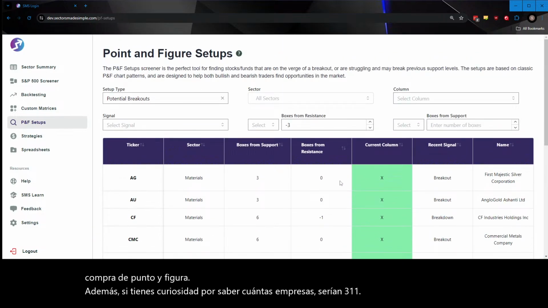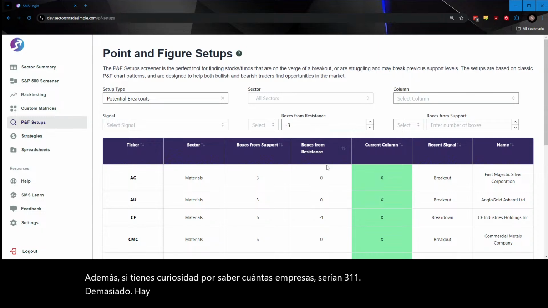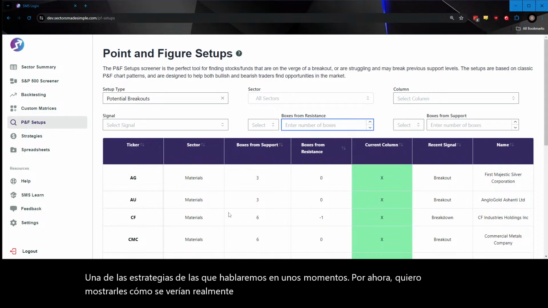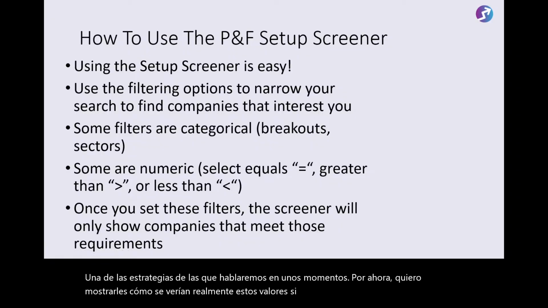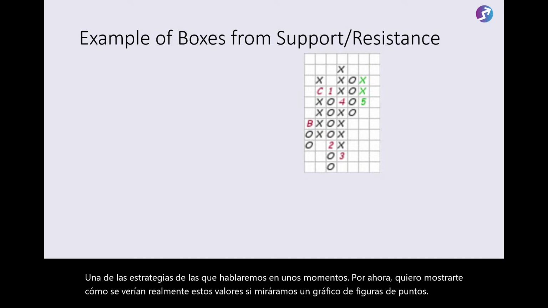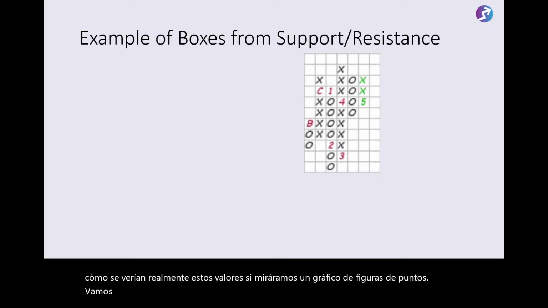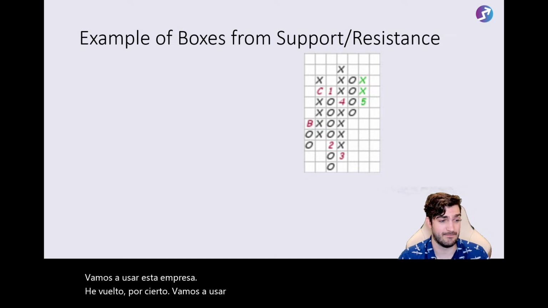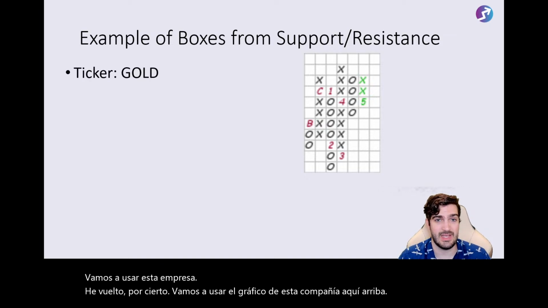Too many? There are ways of narrowing it down, but I'm going to save that for one of the strategies that we'll talk about in a few moments. For right now, I want to show you what these values would actually look like if we were to look at a point and figure chart. We're going to use this company. I'm back, by the way. We're going to use this company's chart right up here. The ticker symbol is gold.